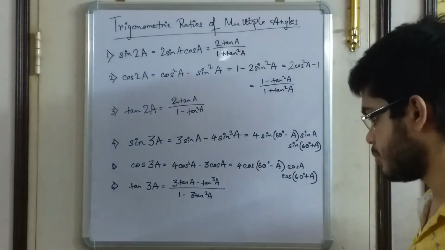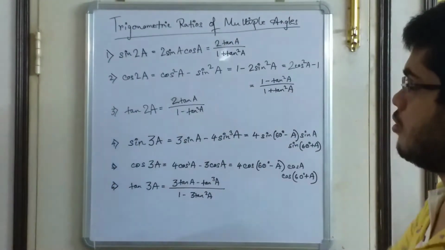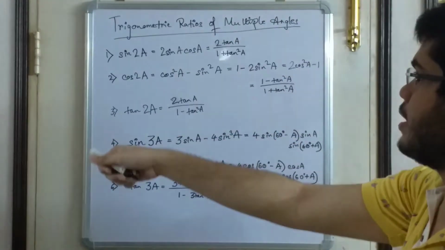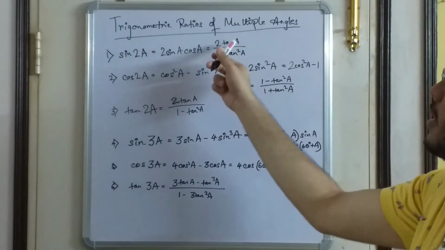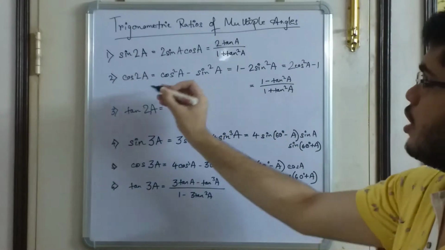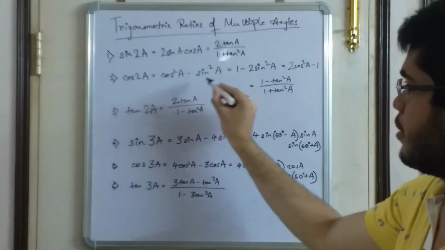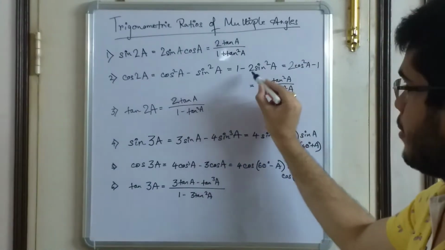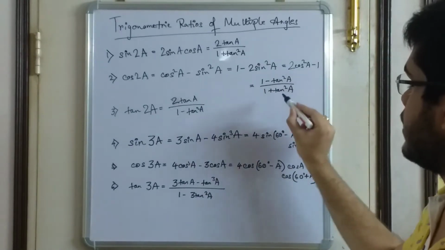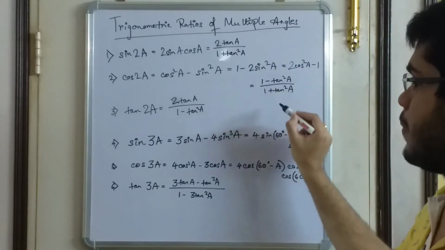Okay, so just note down these 6 formulae. Sin 2a is equal to 2 sin a cos a, also can be written as 2 tan a by 1 plus tan square a. Cos 2a is very much important because these 4 expressions are important: cos square a minus sin square a, 1 minus 2 sin square a, 2 cos square a minus 1, 1 minus tan square a by 1 plus tan square a.